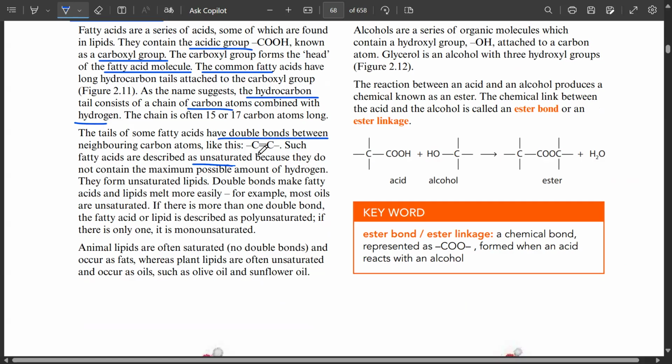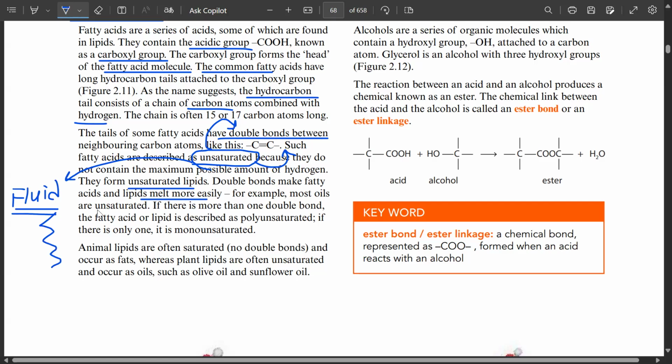We say that these fatty acids are unsaturated. Unsaturated means what? Double bond. Saturated tails have only single bonds. They form unsaturated lipids. Double bonds make fatty acids melt more easily, because the more double bonds they have, the more fluid they are, and the more bends they have in the chain. Due to these double bonds, their fluidity would increase.